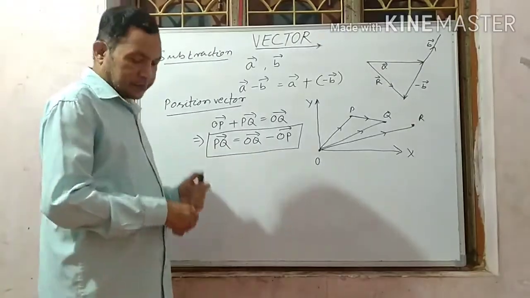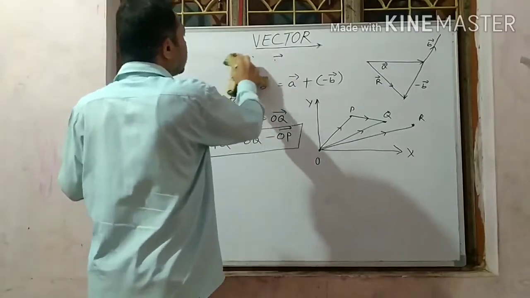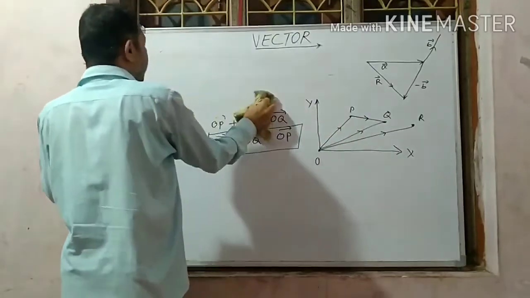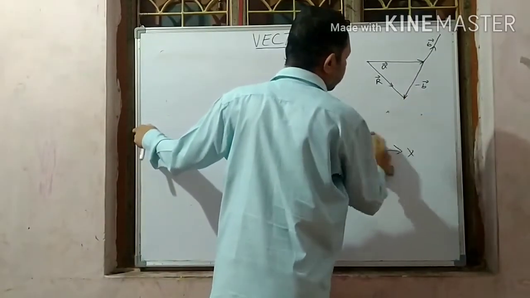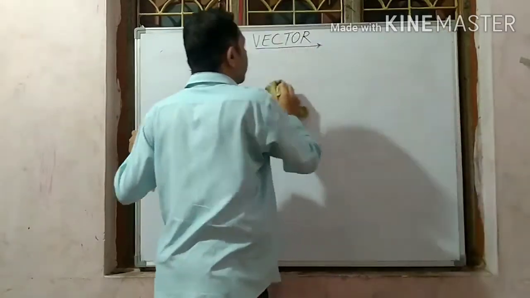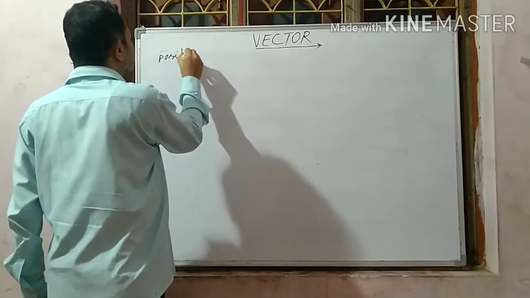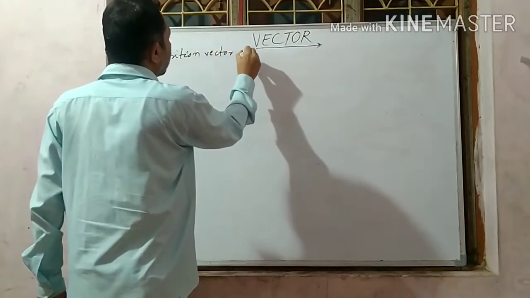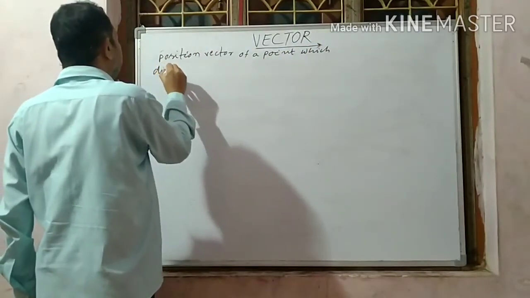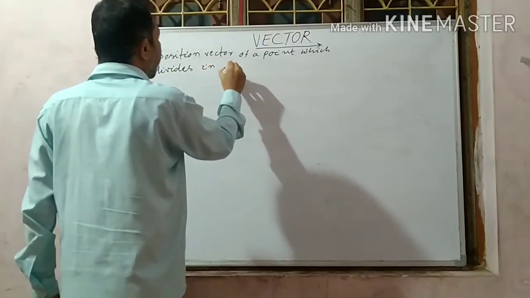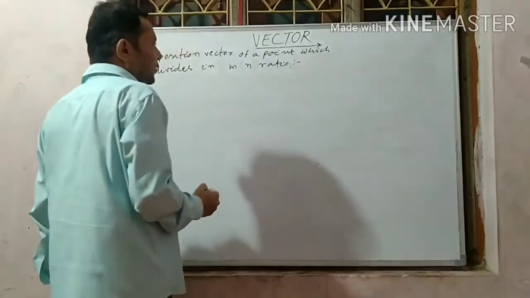Now let us discuss the position vector of a point which divides a line segment in m is to n ratio. In m is to n ratio.